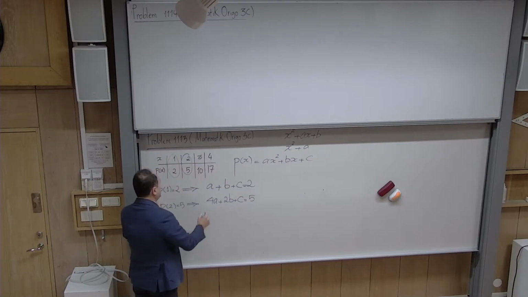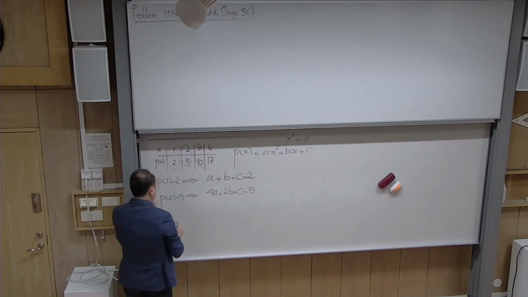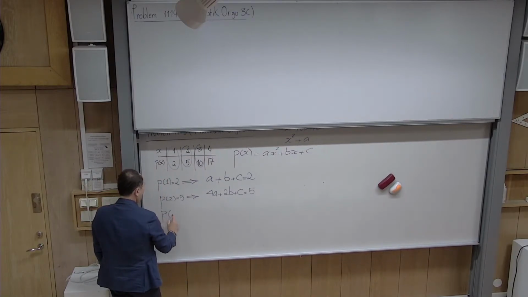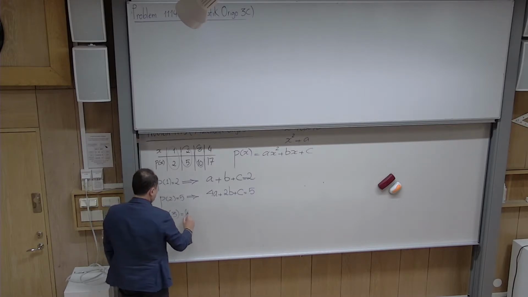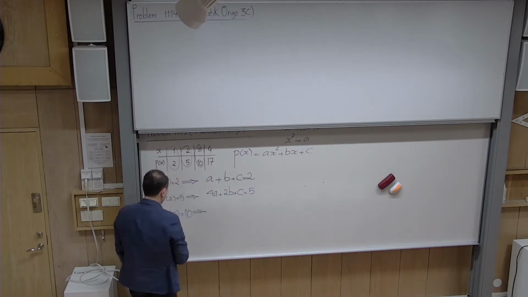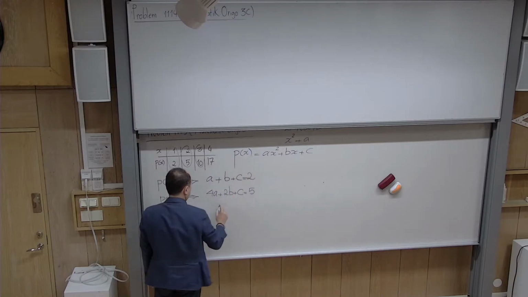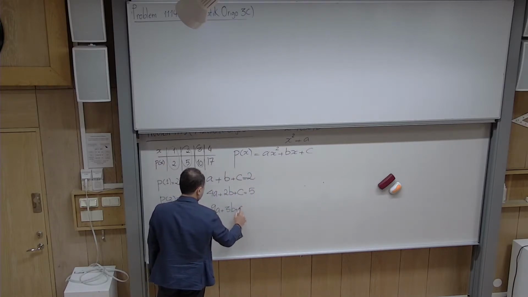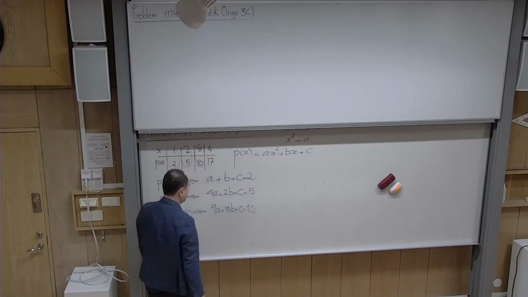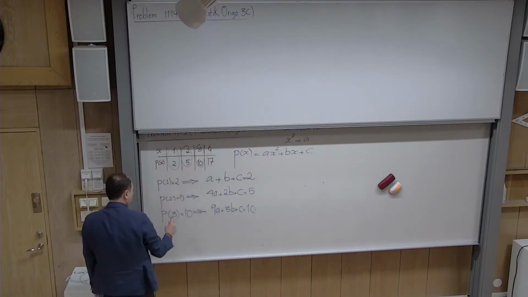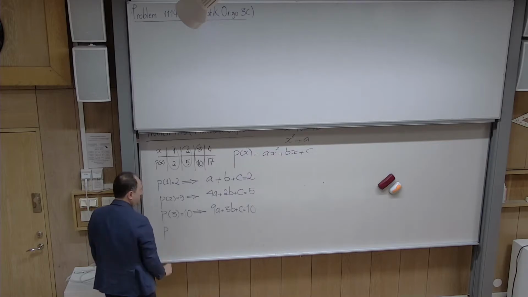And finally, I use that one. P of 3 is equal to 10. This means that if I replace x with 3, which is 9a plus 3b plus c is going to be 10. Okay, but let me write the other one as well. But you already know that.